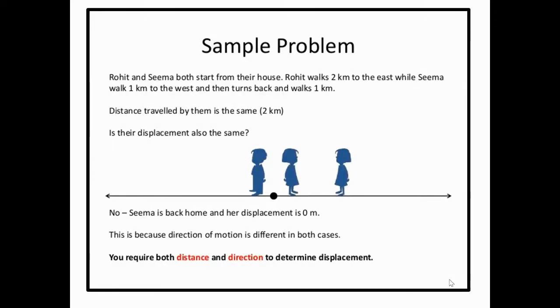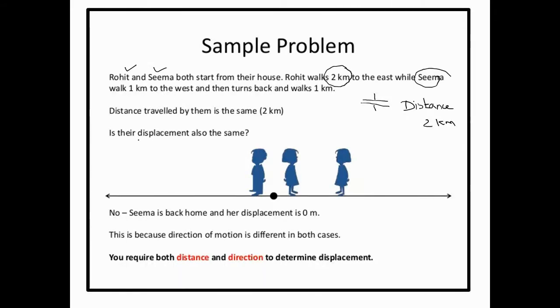Now what is the distance traveled by both of them? How much distance did Rohit cover, brother? I'm just asking. 2 kilometers. Okay. How much distance did Seema cover? Seema is moving 1 kilometer to the west and then 1 kilometer to the east. That means a total of 2 kilometers. I'm talking about the distance. 2 kilometers. So both of them have the same distance. Am I right? Yes.